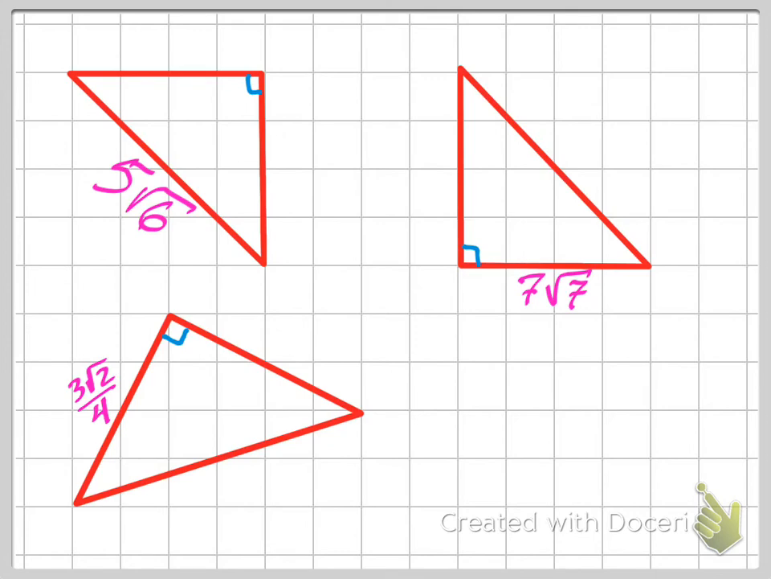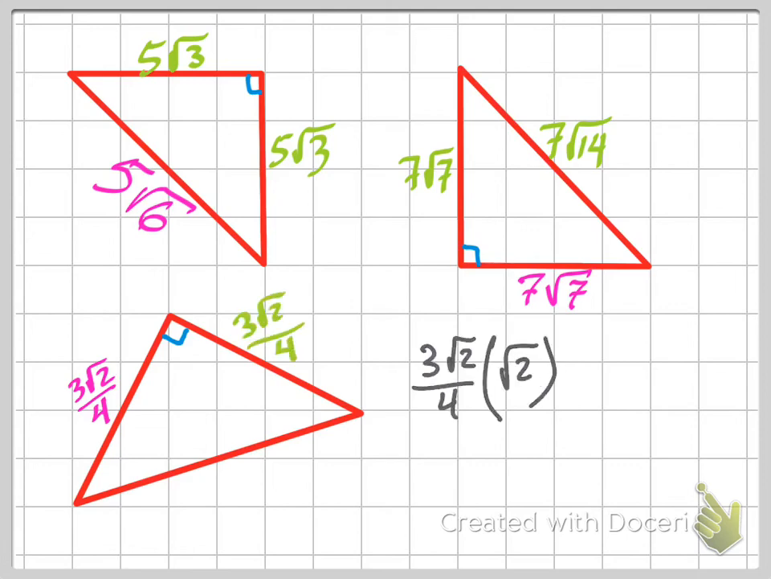Alrighty, so hopefully you've tried that, and what you will see is that they all kind of work out in different ways. On that first one, you end up with 5 times the square root of 3 for the 2 legs. On the second one, the other leg is the same, 7 root 7, and the hypotenuse is 7 root 14. So you may see some patterns in those two. However, those patterns don't always hold true for everyone.